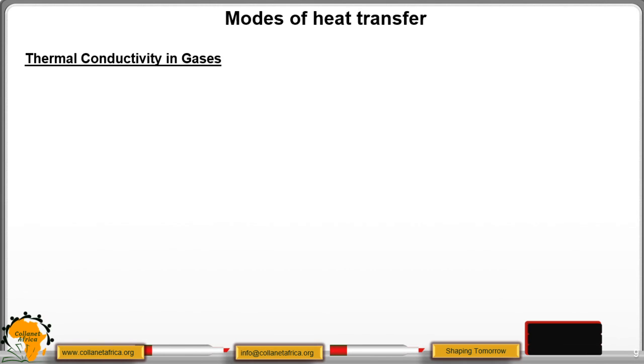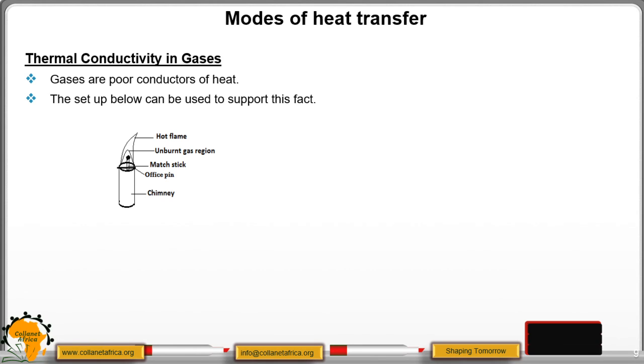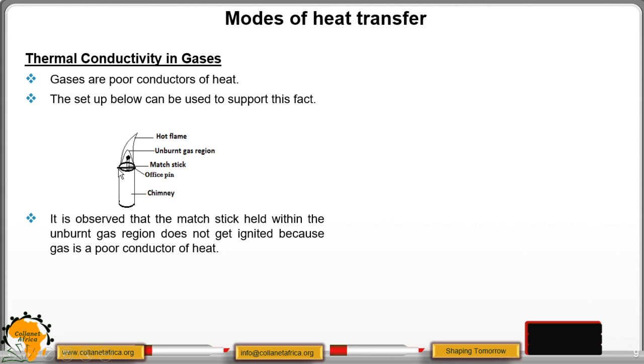From there we move to thermal conductivity in gases. Gases are poor conductors of heat. So we are going to illustrate or support that using the illustration below. We have the source of flame here. This is the chimney. We have the region of unburnt gases, and we have the hot flame. Then we place the matchstick here where we have the unburnt gas region. Now after some time, it is observed that the matchstick held within the unburnt gas does not get ignited because gas is a poor conductor of heat.